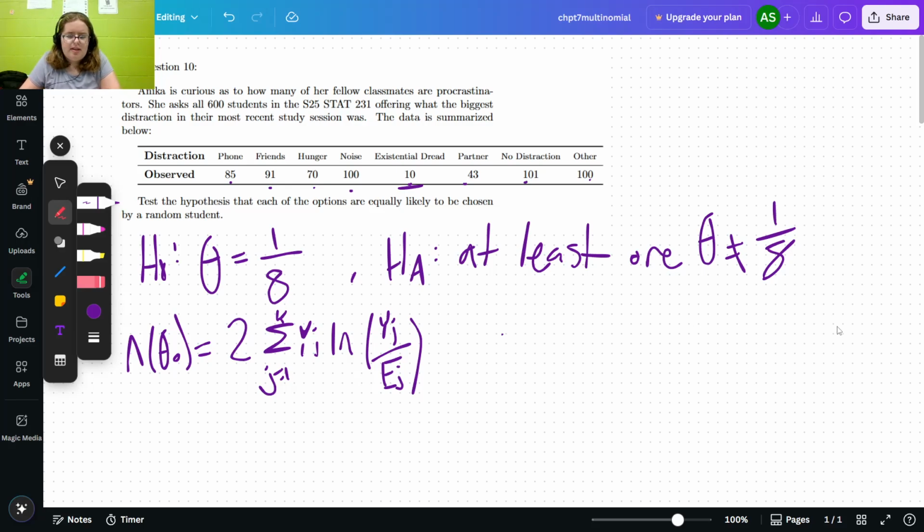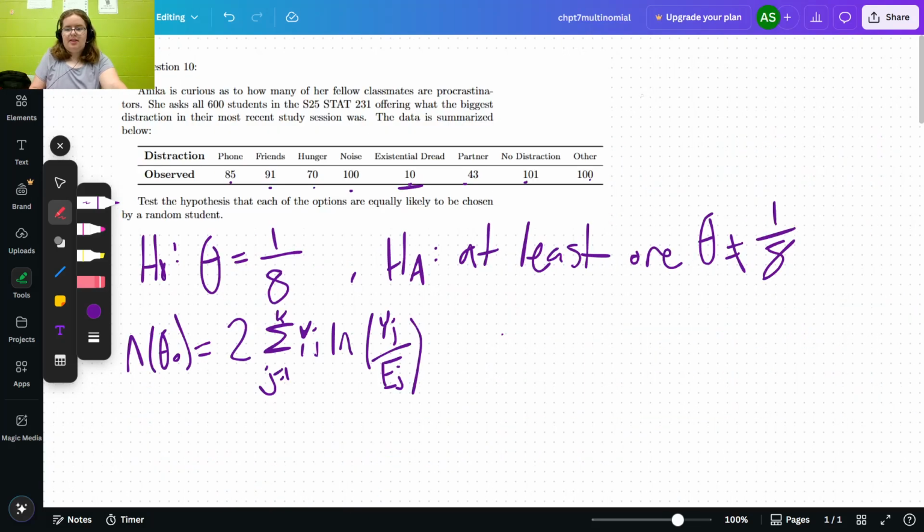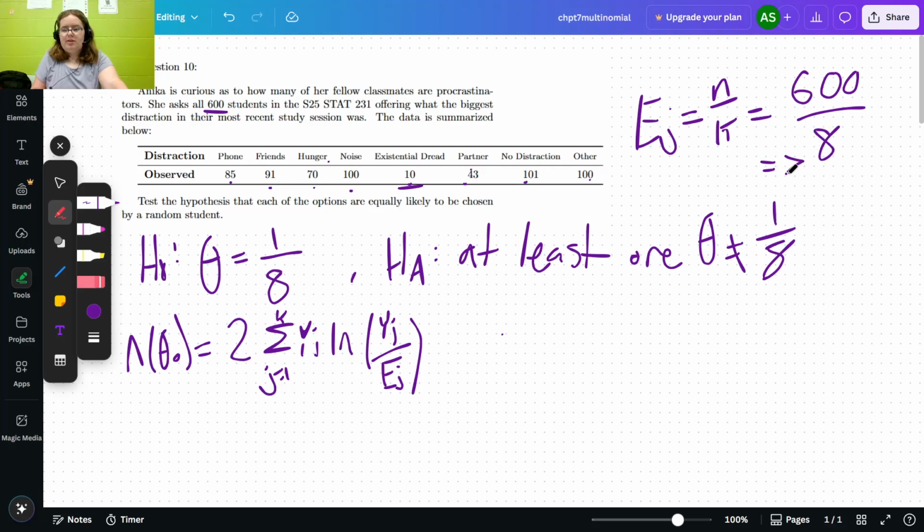But luckily, because we're in this multinomial scenario with all the thetas being equal, our ej is literally just n over k, which I have written over here. ej equals n over k for the multinomial. So let's just stick this up here. And what is n and what is k? Well, n is just our total number of people we have, and k is our number of categories. So we count again, 1, 2, 3, 4, 5, 6, 7, 8. And this is equal to 75. Plug it in your calculator. So that's our ej, and it's going to be the same for all of these.